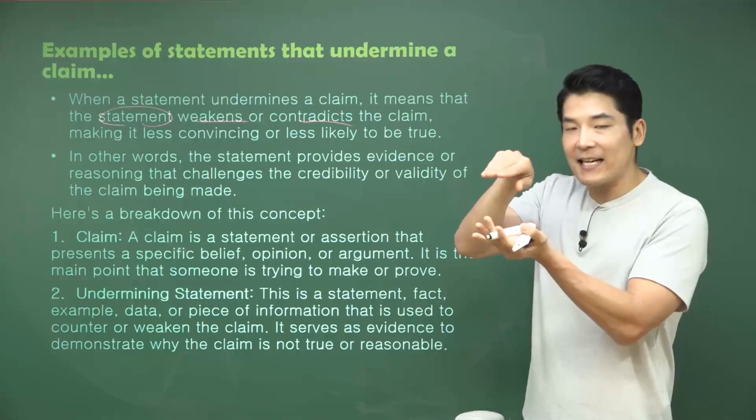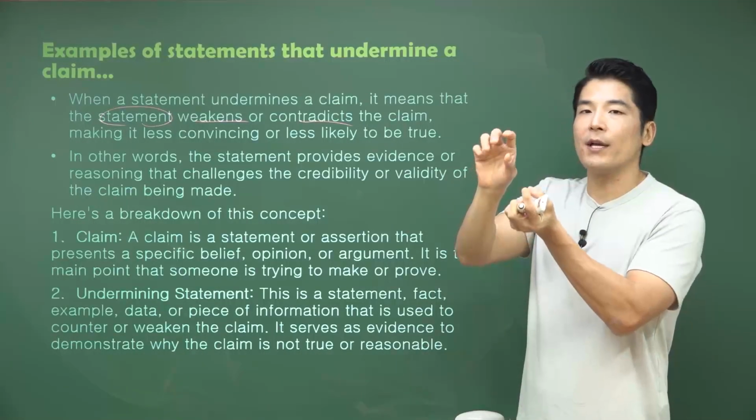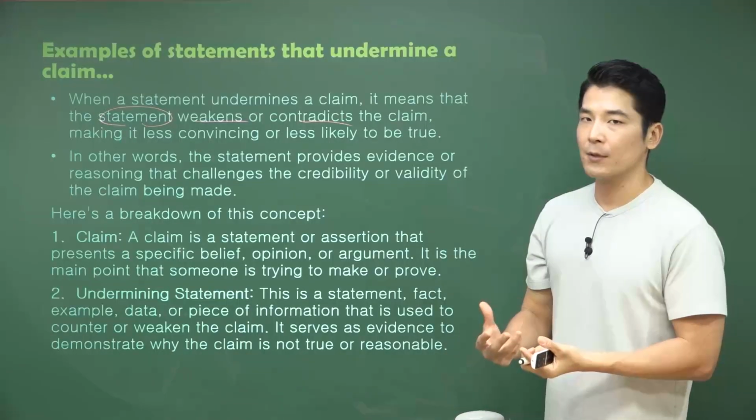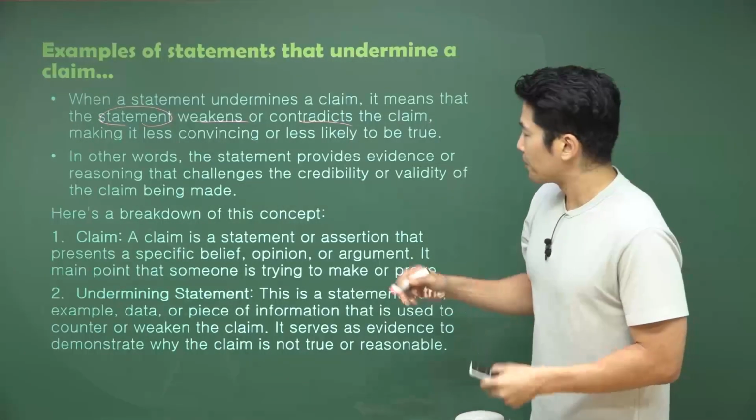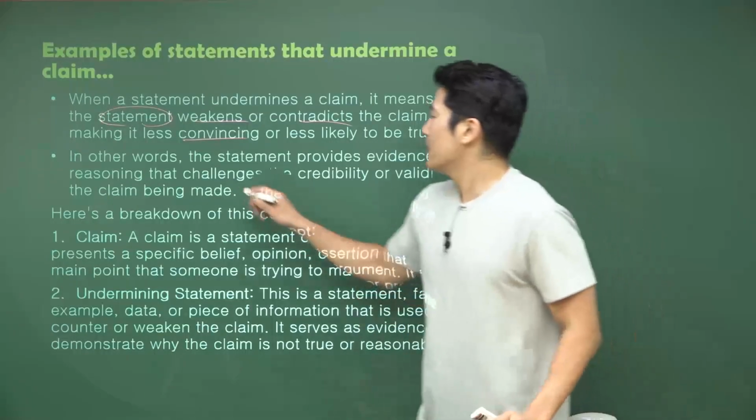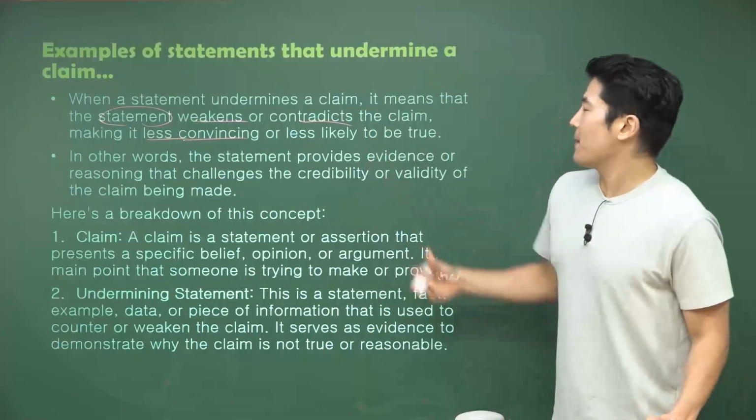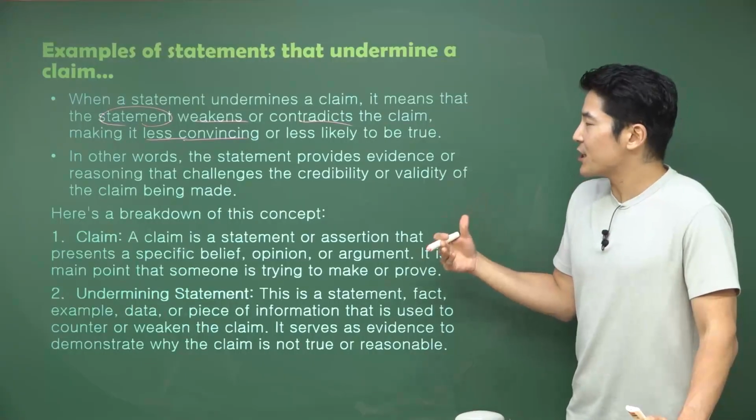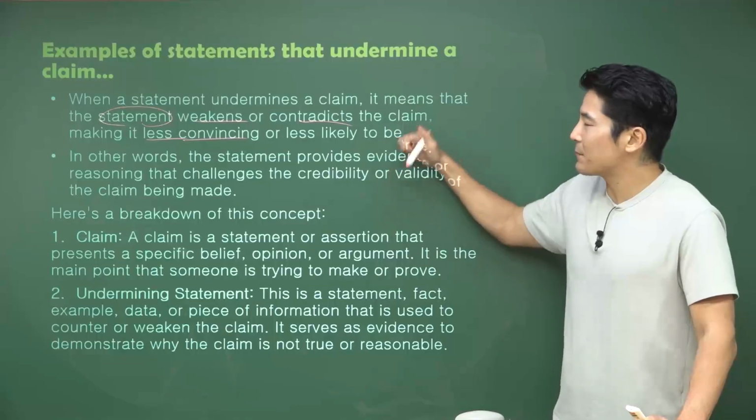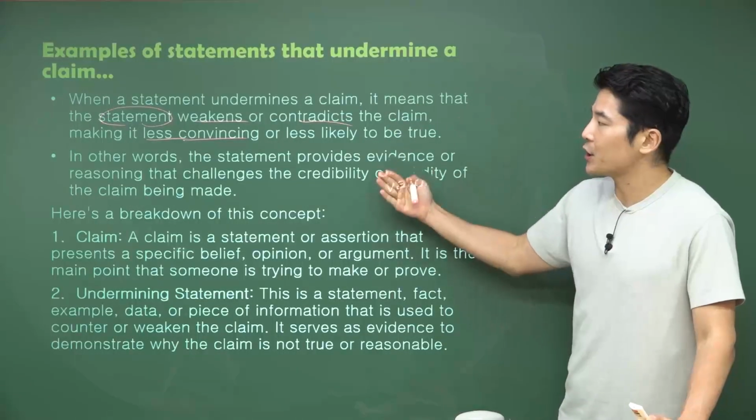But the way that it relates to the claim is that it's going to make the claim seem less likely to be true. So it's going to make the claim less convincing. In other words, the statement provides evidence or reasoning that challenges the credibility or validity of the claim being made. So use whichever of these explanations makes it easier for you to understand.